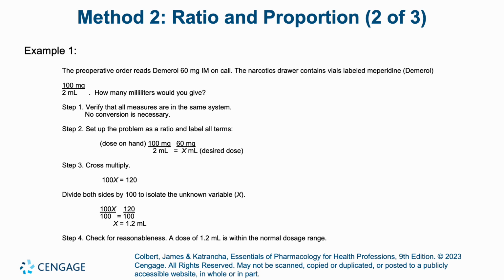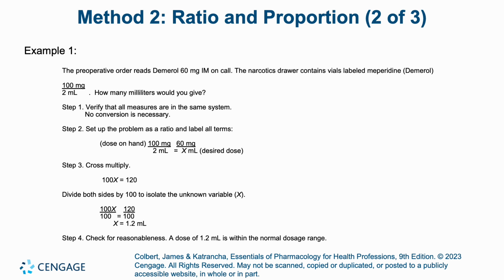Example 1 for this method, the preoperative order reads Demerol 60 milligrams IM on call. IM is intramuscular, and if you see an order that says on call, it typically means that the physician wants that medication ready to give. So if it needs to be in a syringe, for example, it's already preloaded into that syringe in case they need it for any reason. They may or may not use it, but it's there ready in case of an emergency or in case the patient condition requires the medication.